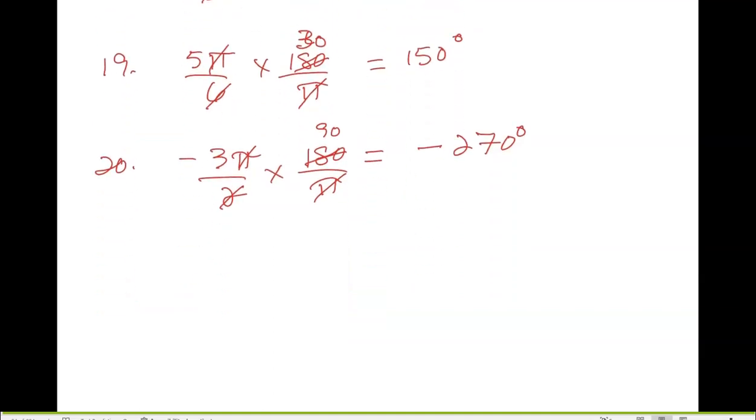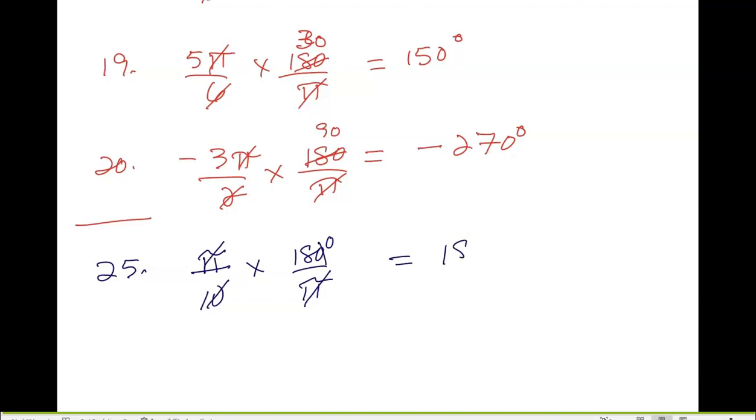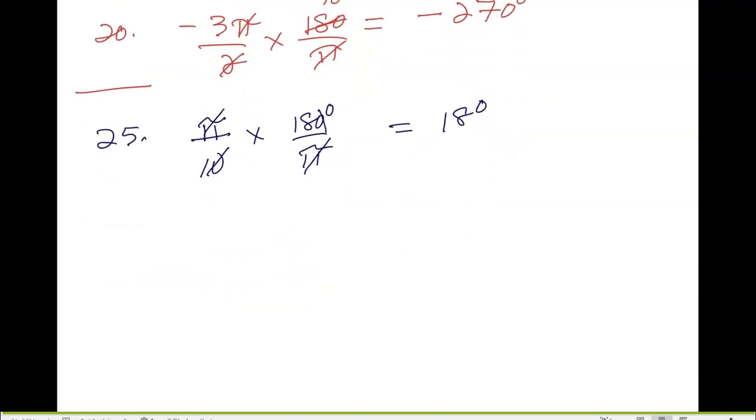Now I want to start doing the remaining problems. So I need 25, 27. So 25, what are they asking me to do? I'm still changing from radians to degrees. So this is pi over 10. I want degrees, so I put the 180 over pi. These guys cancel. 10 goes into that, and I'm left with 18 degrees. That's 25.